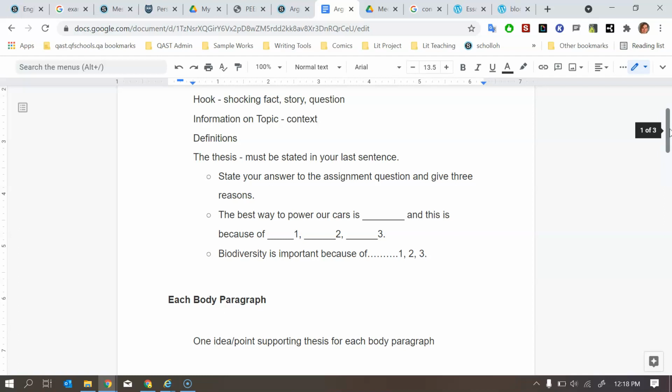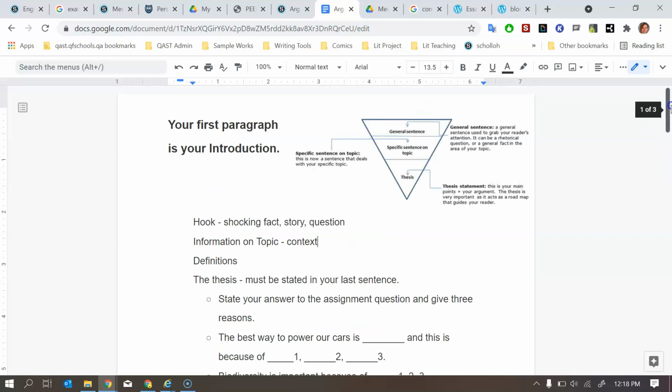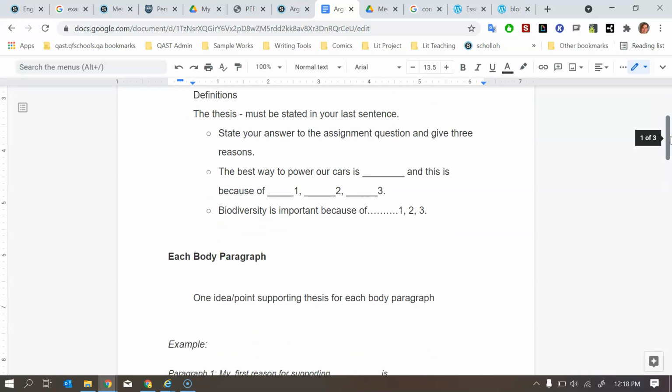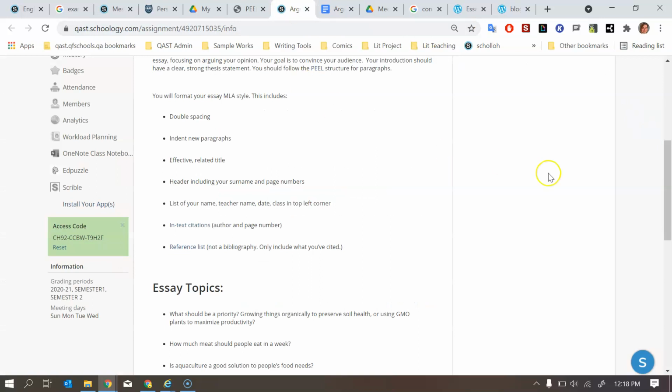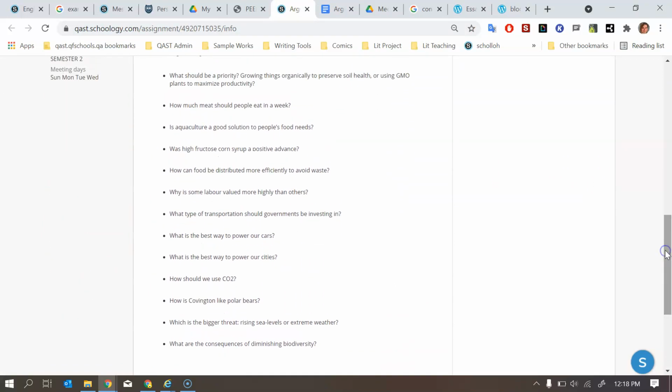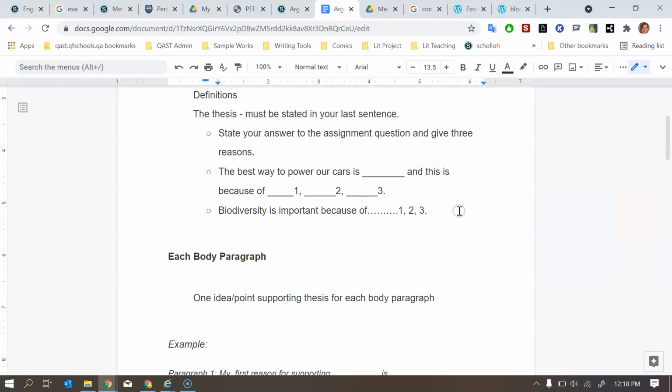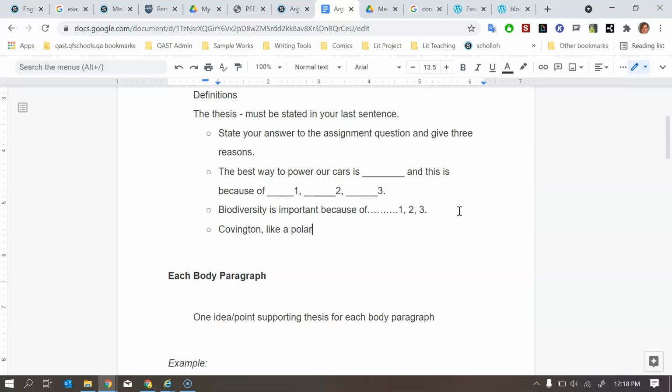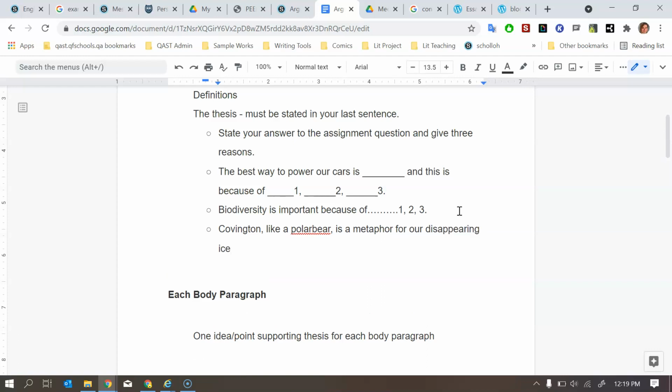Last sentence of your introductory paragraph is your thesis. This is your point, and that's why it's the bottom point of the triangle. It is where you really synthesize, really bring together your point of view. It should answer the question asked in the assignment. So if your assignment question, go back to our questions here in our assignment, was how is Covington like polar bears? I could answer this question. I could say that Covington, like a polar bear, is a metaphor for our disappearing ice stores, and there are 3 ways that they are similar. And then I would list my 1, 2, 3 ways that they're similar.